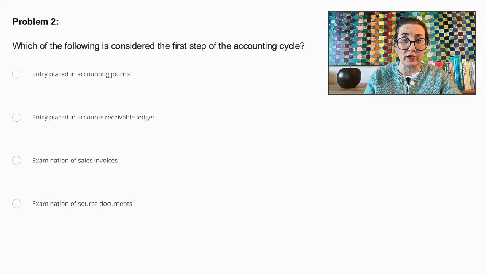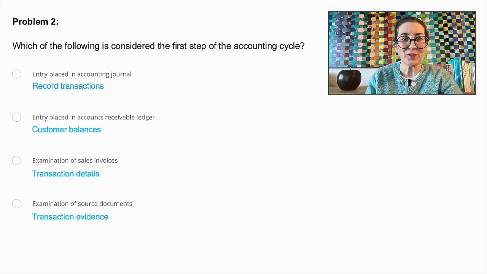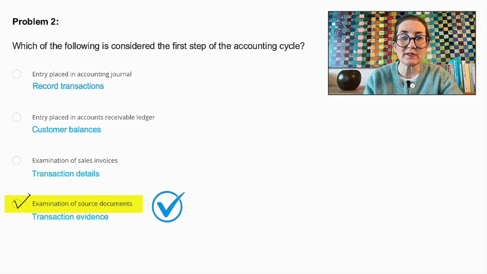Examination of sales invoices is important for verifying specific transactions. However, the first step of the accounting cycle is the examination of source documents. These documents, such as receipts, invoices, and bank statements, provide the evidence needed to record financial transactions accurately. This initial step ensures that all transactions are verified and documented before being recorded in the accounting system, maintaining accuracy and reliability in financial reporting.